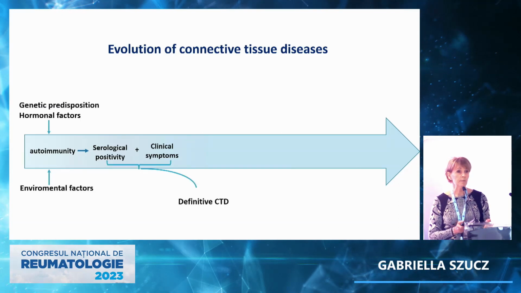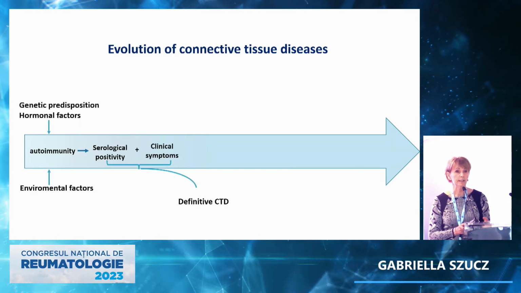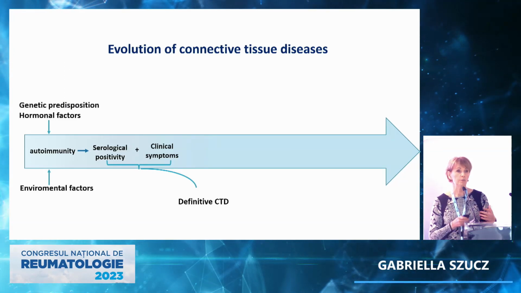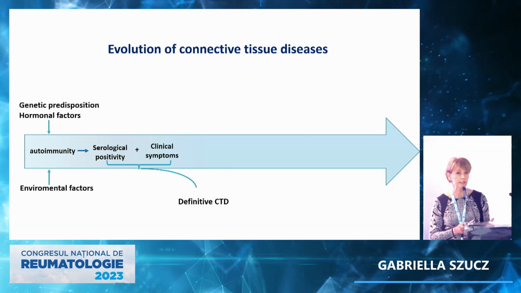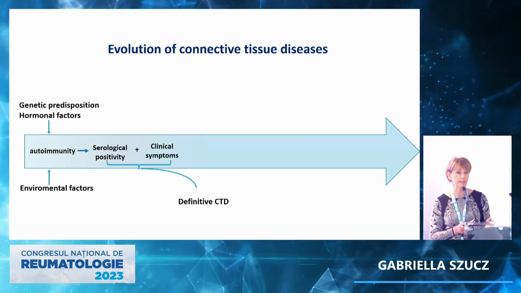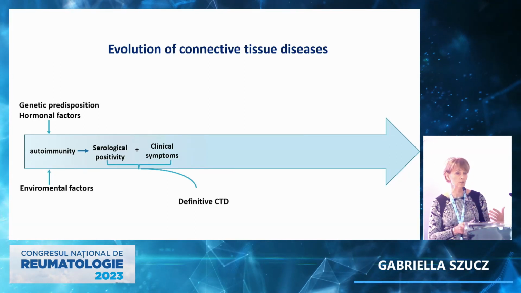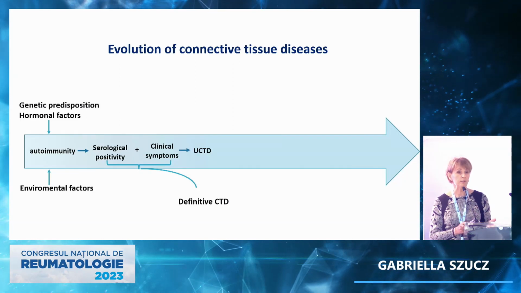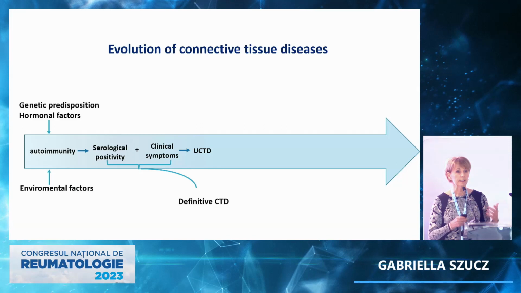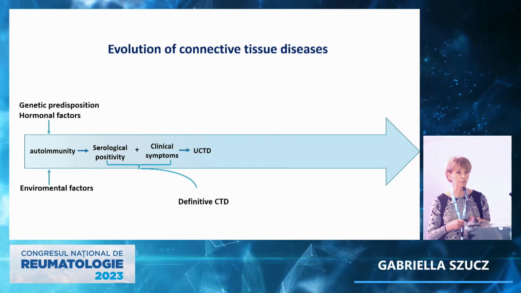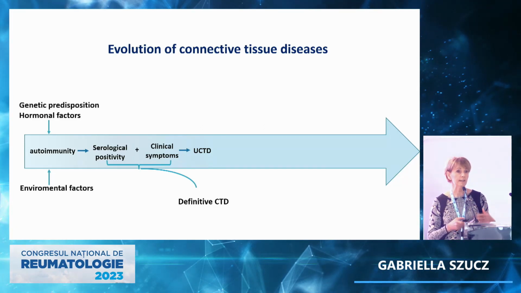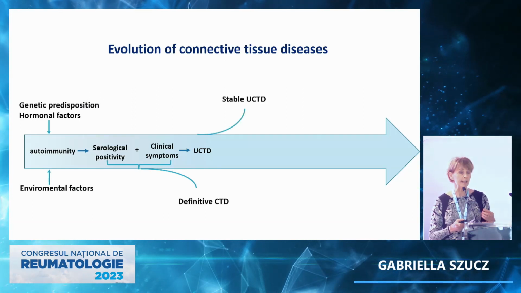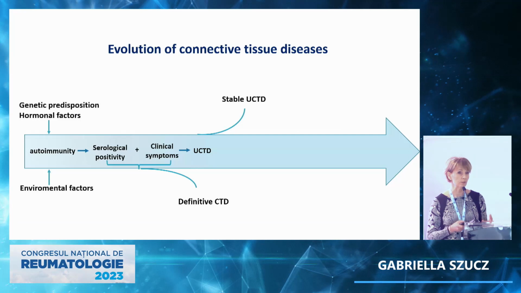And sometimes this combination can be sufficient for the diagnosis of a definite connective tissue disease, and we treat the patient with this diagnosis. But the majority of the patients do not evolve further, and we see the undifferentiated stage, and it can be stable for years and years.